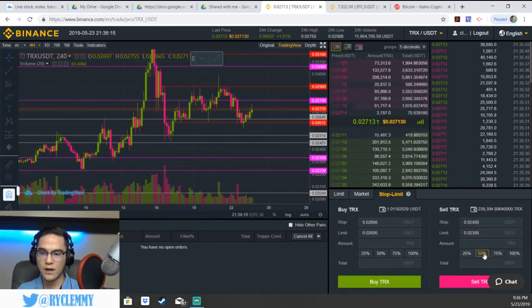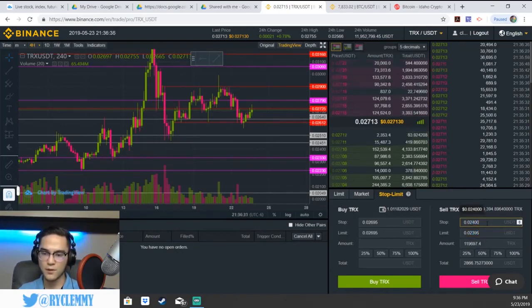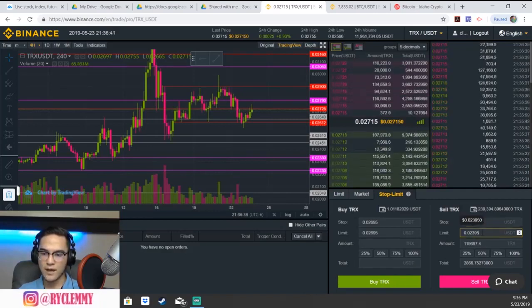So what this is saying now is that once Tron gets below 2.4 cents, it's going to place a sell limit for me, just like this limit order over here. Same principle, where it's the maximum that you're willing to sell for. So once Tron gets below 2.4 cents, it's going to automatically place a limit sell for me at 2.395 cents. So what that means is it gives you a little bit of a range to get your order filled, since it won't always fill if you don't give a range.